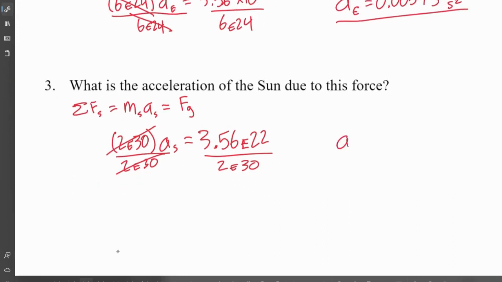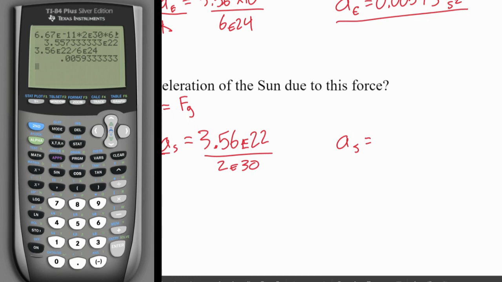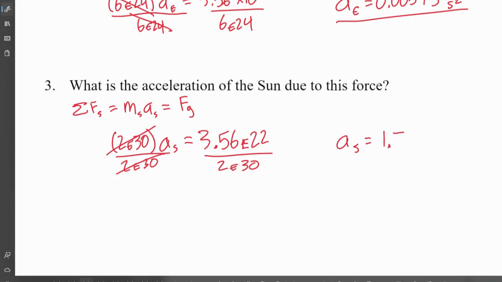All right, this tells us the acceleration of the sun. 3.56 times 10 to the 22nd divided by 2 times 10 to the 30th is 1.78 times 10 to the negative 8. It's an acceleration, so meters per second squared. In scientific notation, this would be 5.93 times 10 to the negative third, this is times 10 to the negative 8th. So a tiny, tiny, tiny number.